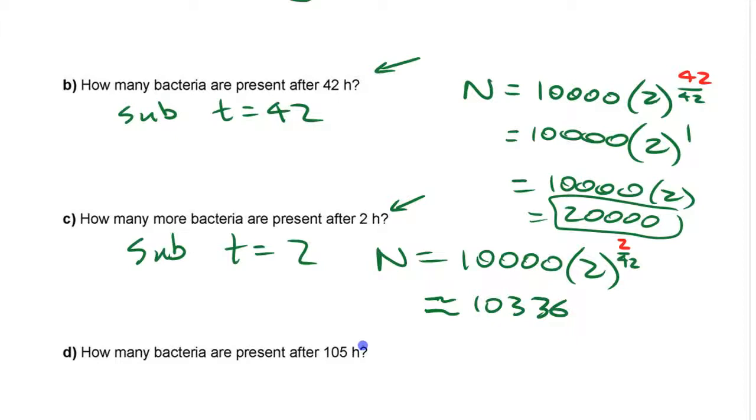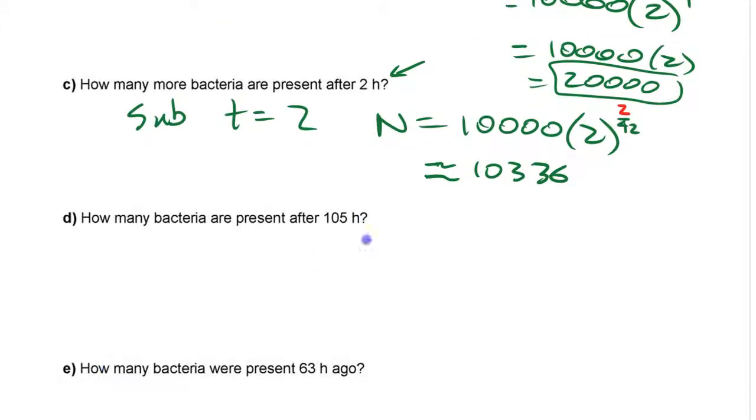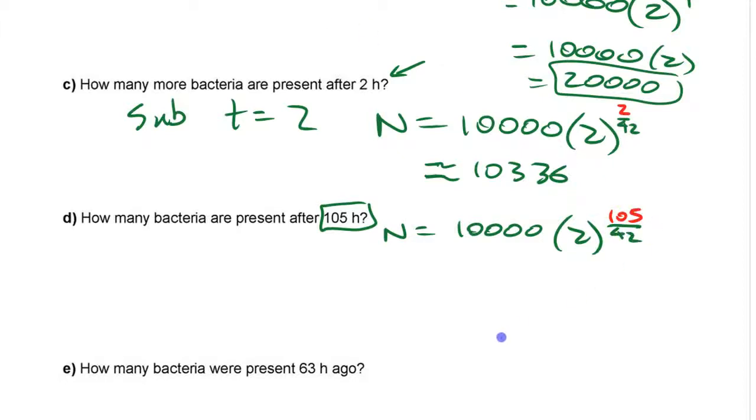Just sub the numbers in. How many are present after 105 hours? Well, same thing, right? Just sub in those numbers here. 2, 105. I guess I should stick to a different color for subbing in a number. 105 over this. I'm not going to work that one out. You can work that one out.